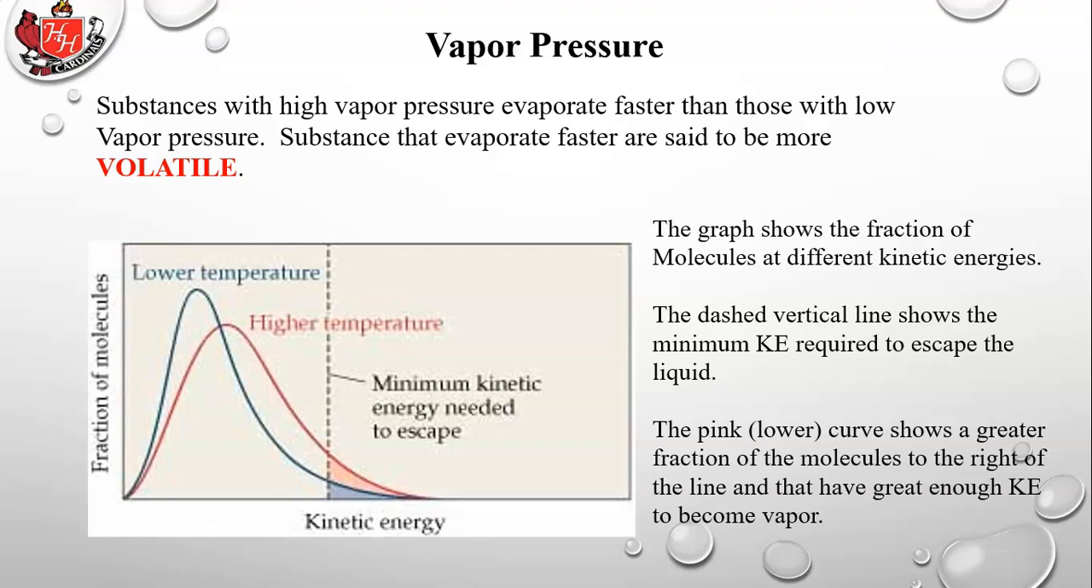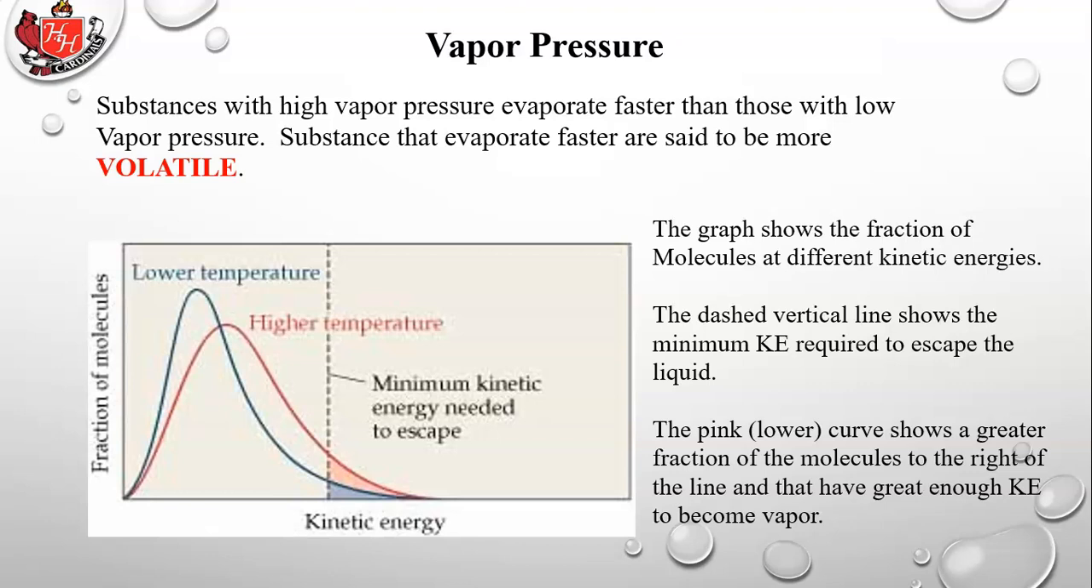The lower axis, the horizontal axis, is the kinetic energy. It's basically how much heat you're putting in, how high the temperature is. So the graph shows the fraction of molecules at different kinetic energies. Now the dashed vertical line shows the minimum kinetic energy required to escape the liquid. So if they can get to the right of that dashed line, they'll have enough kinetic energy to evaporate, to go up above the liquid.